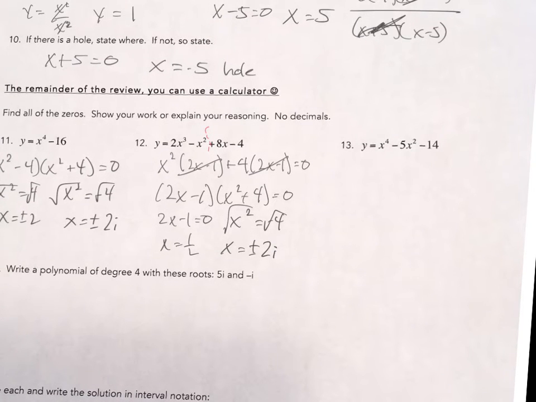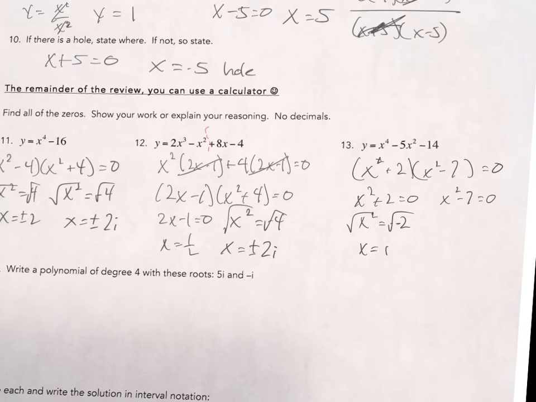And for number 13, it's a trinomial. Set it equal to 0, x squared and x squared. Multiply to get 14, difference of 5, so negative 7, positive 2. So x squared plus 2 equals 0, x squared minus 7 equals 0. When you take the square root of negative 2, the imaginary comes out. It's i plus or minus radical 2. Over here we get x squared equals 7. It's not imaginary. It's just plus or minus radical 7.